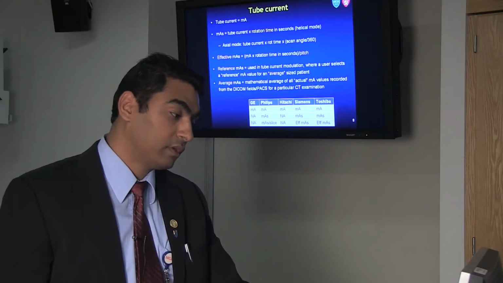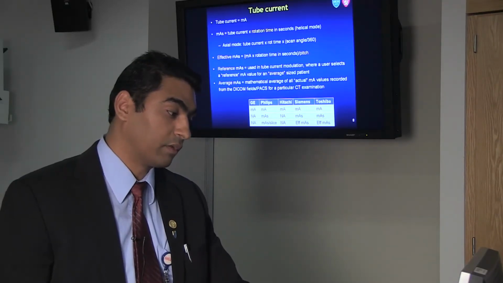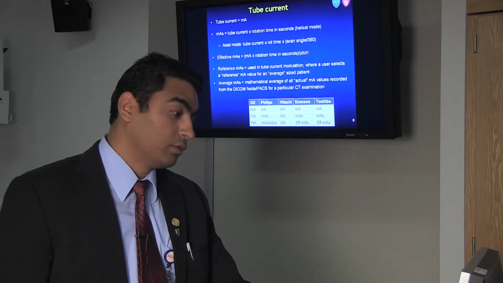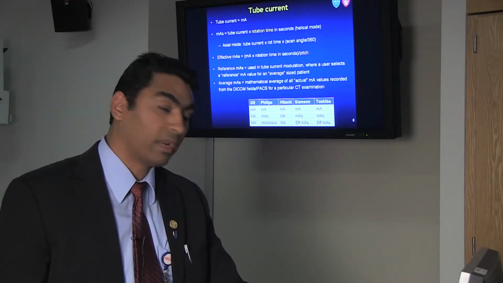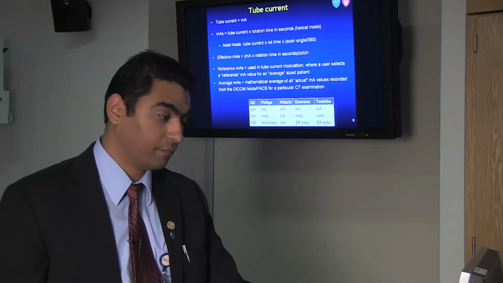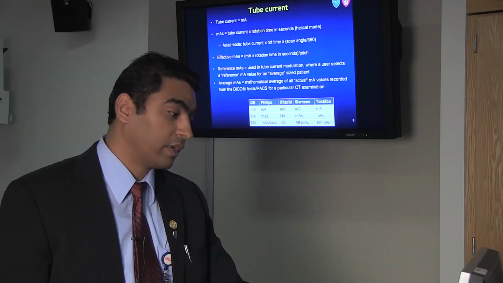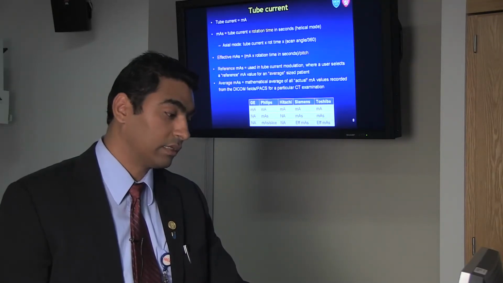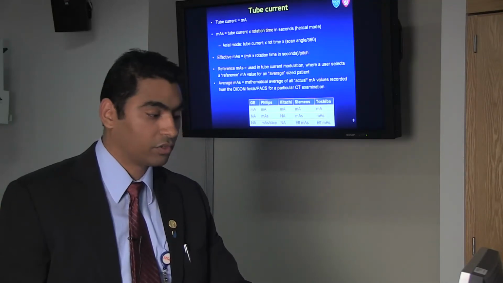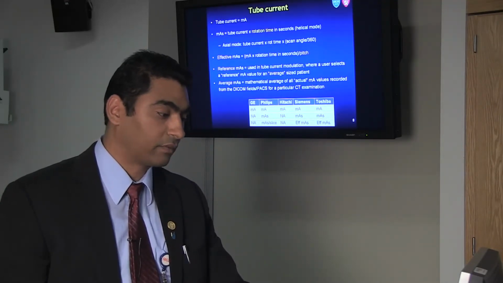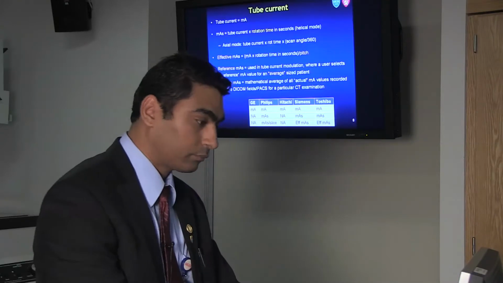And there is another term, reference mAs. This is a very different term used in tube current modulation by one of the scan manufacturers, where the user selects a reference mA for an average size patient. So it's different from the effective mAs. Then we have another term, average mAs. It's the mathematical average of all the actual mA values, which could be recorded from the DICOM fields or the PACS for a particular CT examination.